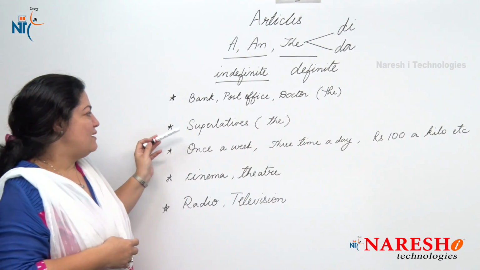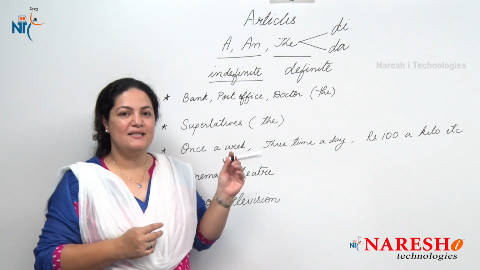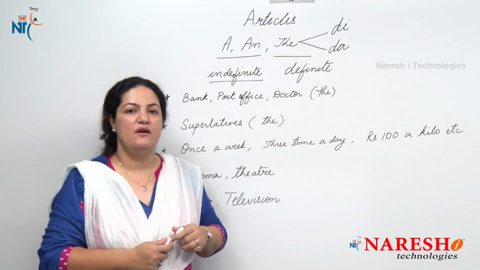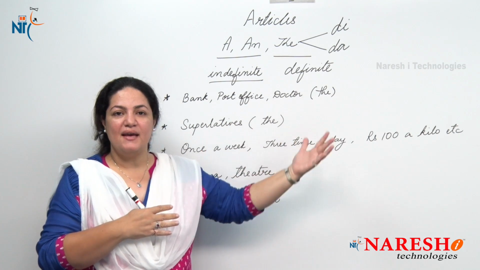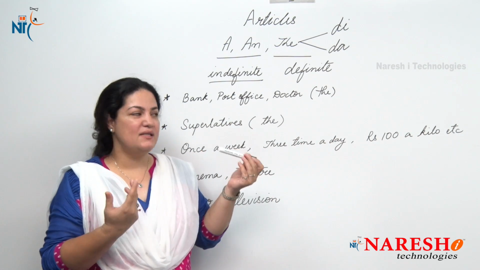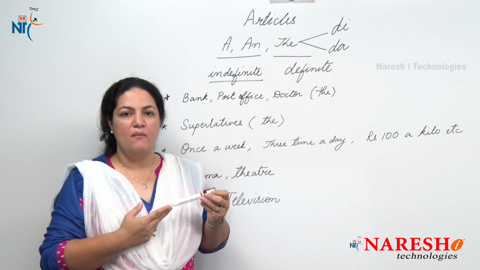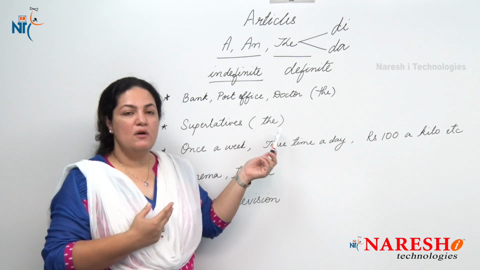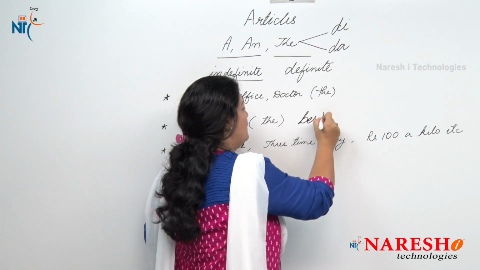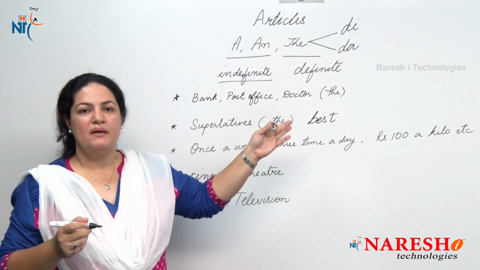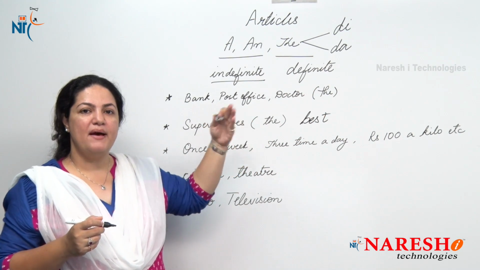Now the next one is superlatives. What do you mean by superlatives? If you know your adjectives well, you will say it's the third degree of comparison. So whenever we are comparing one with everything else, for example, we say best. Which is the superlative form of good? We say good, better, best. So when I say best, I say the best film in this category is this. So here one is being compared to all.